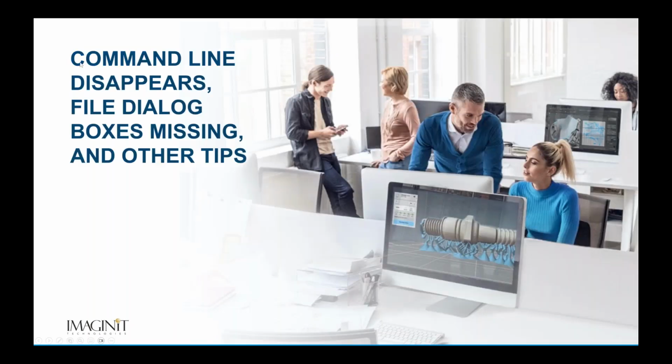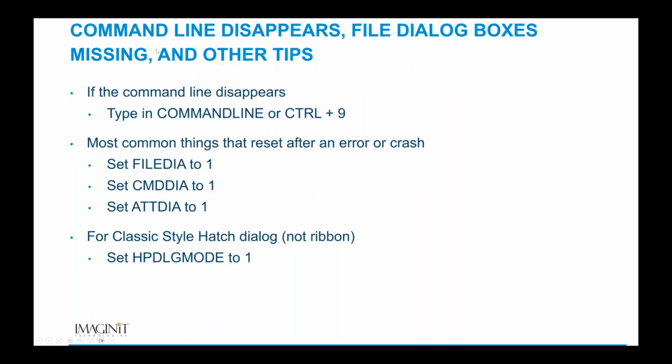All right, let's talk about some of the other things that happen, especially after crashes. Command line disappears, file dialog box is missing, and other tips. If the command line disappears, just type in command line or hit Control plus 9, and it'll bring it back. Most common things that get reset after an error or a significant crash: FILEDIA gets set to 0. You just start a blank new drawing, hit enter through all the prompts, and then type in FILEDIA and set that back to 1. Make sure CMDDIA and ATTDIA are all set back to 1.